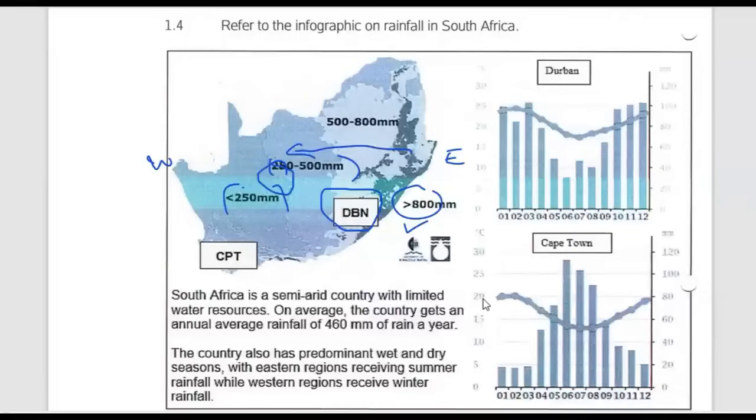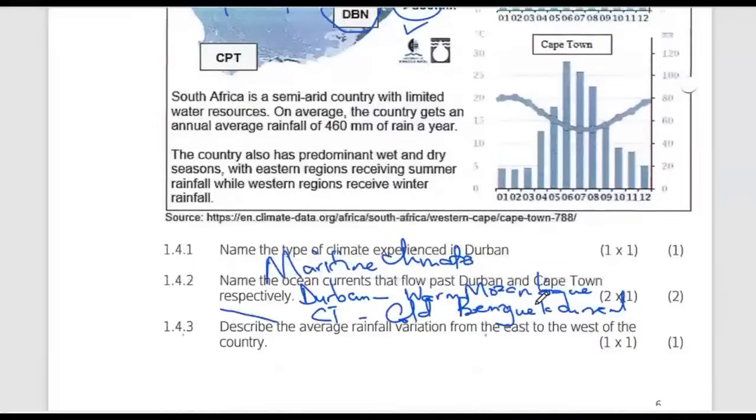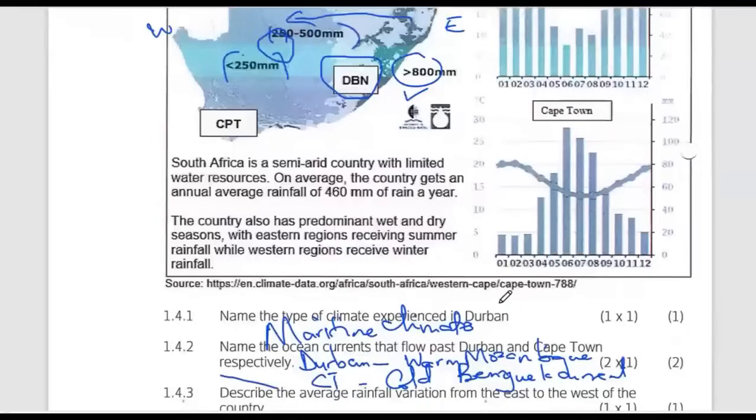Is it increasing or is it decreasing as you are moving in that direction? Right.